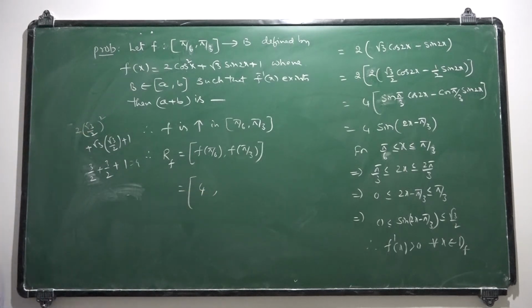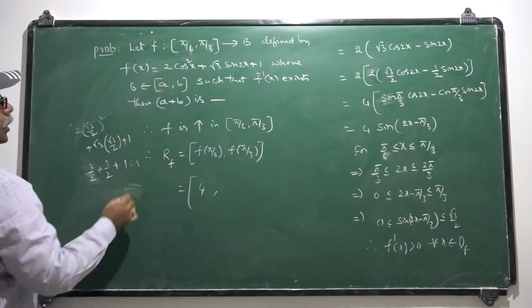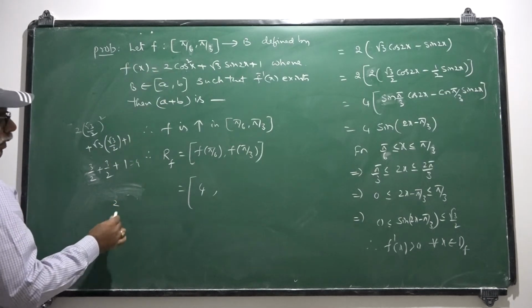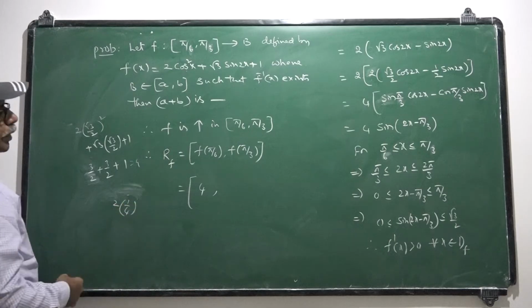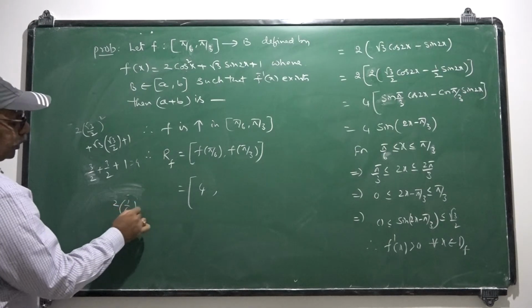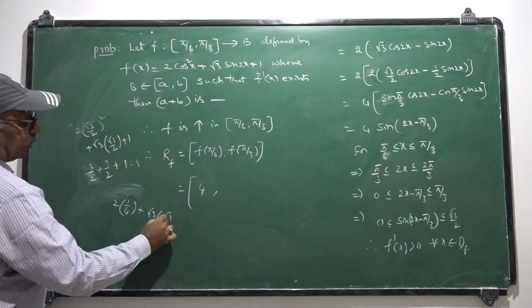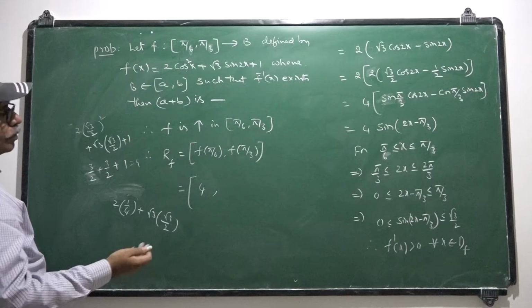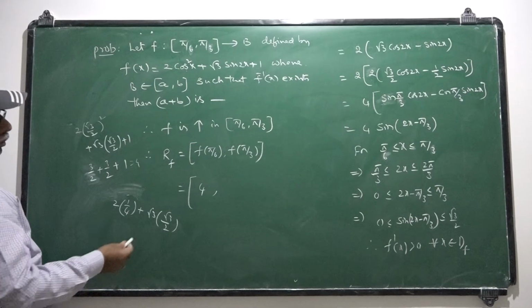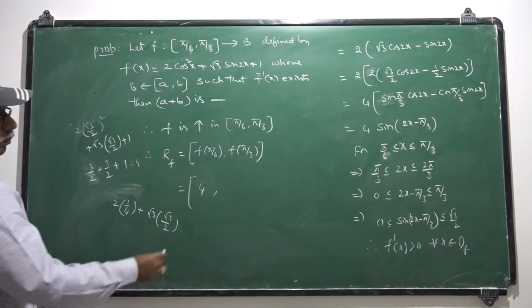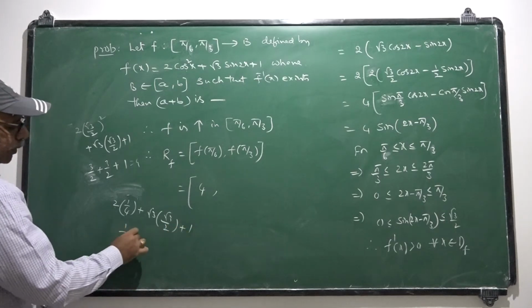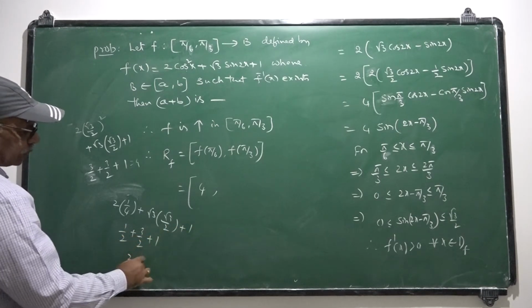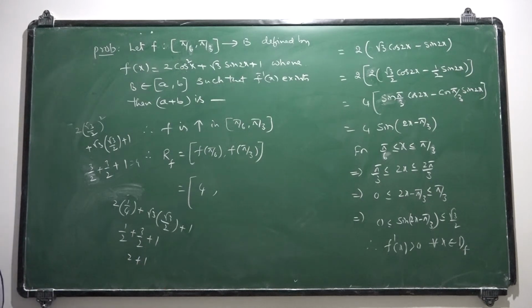F of pi by 3 is taking x equal to pi by 3, that is cos pi by 3, cos 60, 1 by 2. Its square is 1 by 4, so 2 into 1 by 4 plus root 3 into sine 2 pi by 3. 2 pi by 3 means pi minus pi by 3, sine of pi minus pi by 3 is root 3 by 2 itself, plus 1. This is 1 by 2 plus 3 by 2 plus 1, 2 plus 1, 3. That gives us 3.